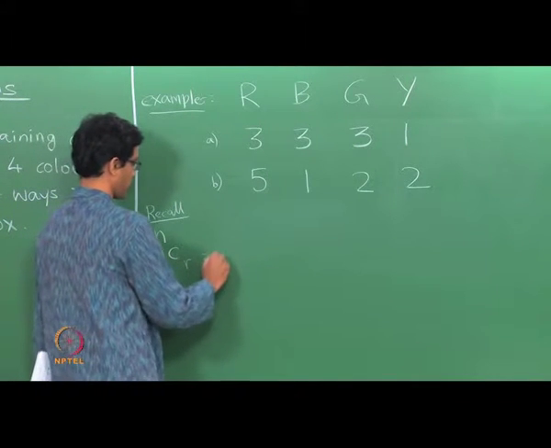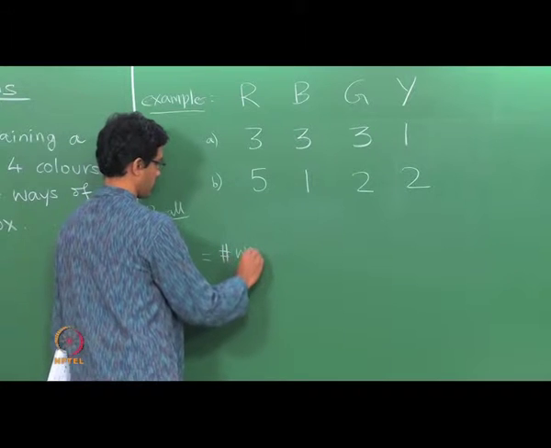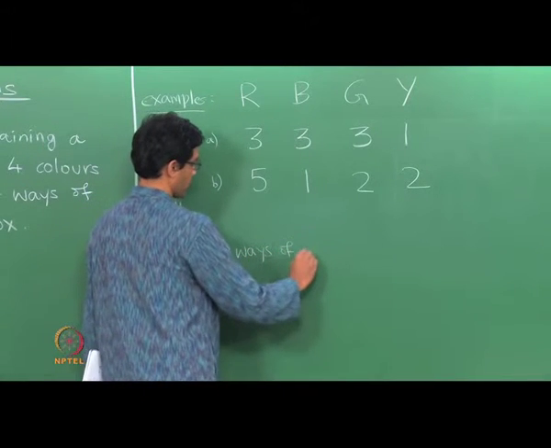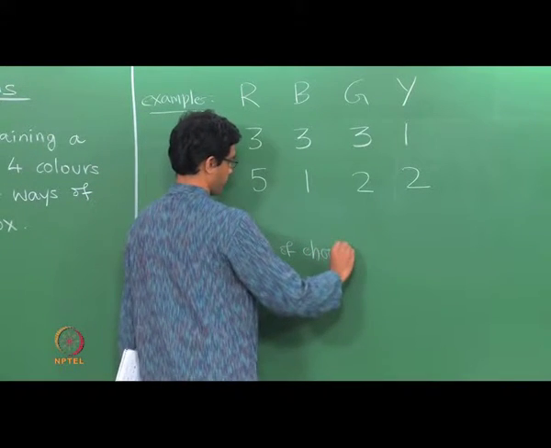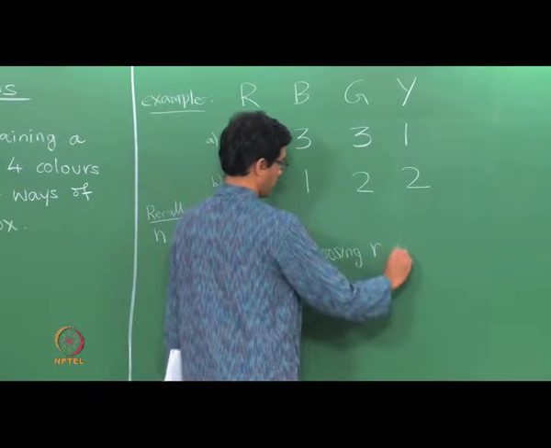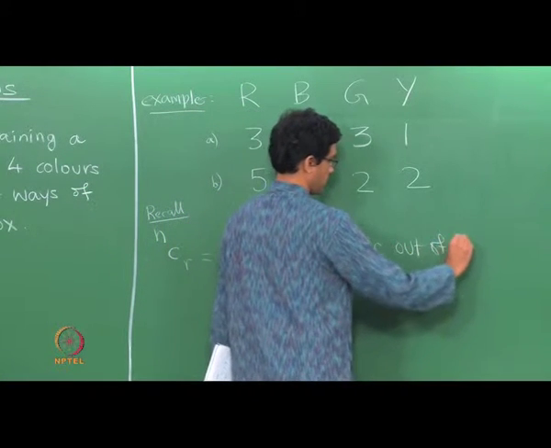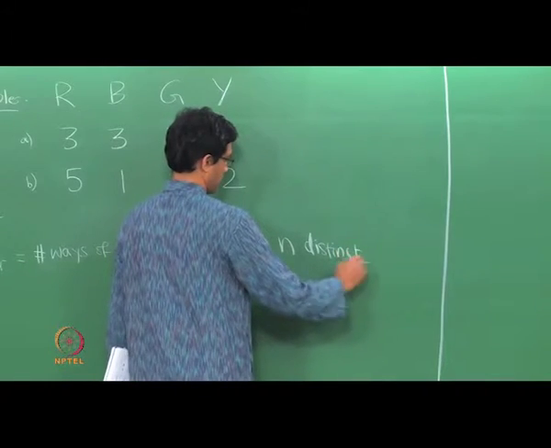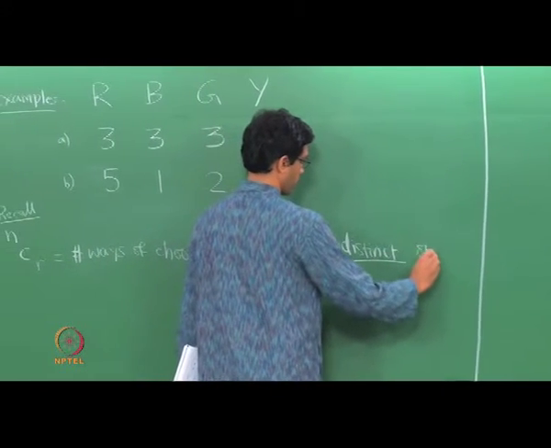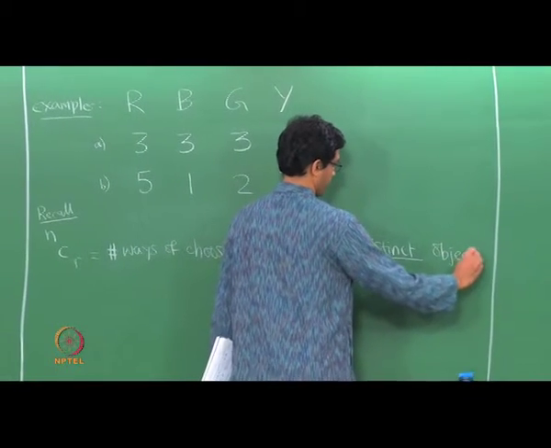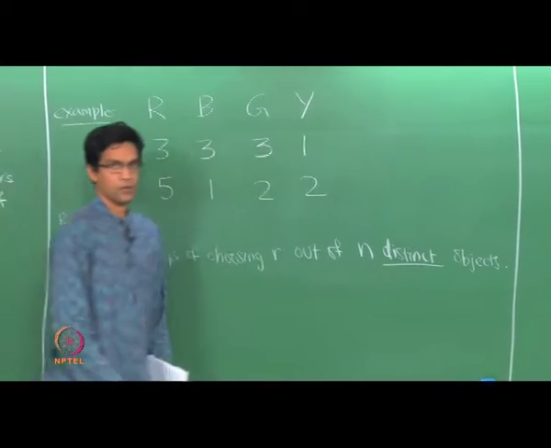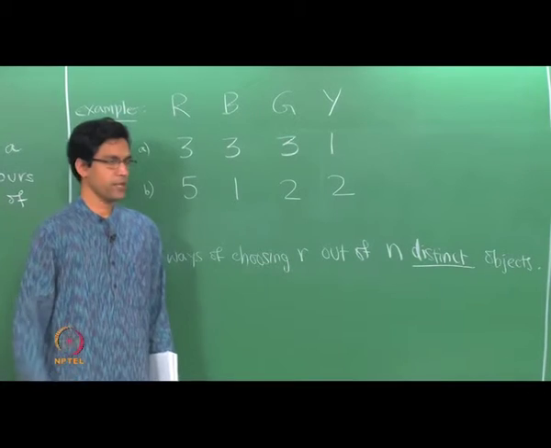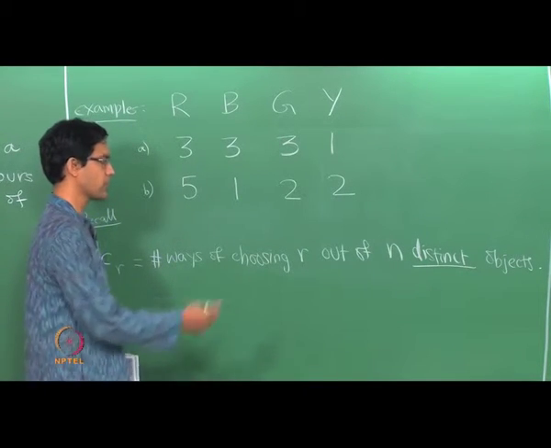So this is the number of ways of choosing r out of n, the keyword here being distinct objects. Now combination with repetition just means that we don't really have distinct objects anymore.